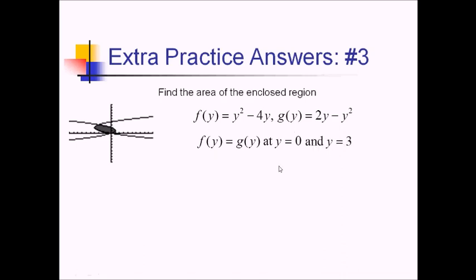0 and 3. So that means the area is going to be the integral from 0 to 3 of, and now I have to do right minus left. So let's see here. Which one was which?